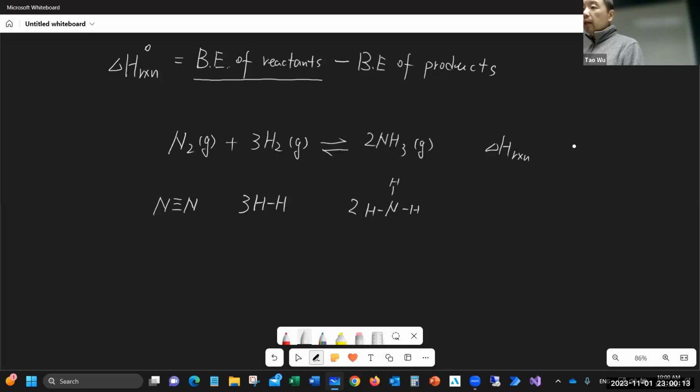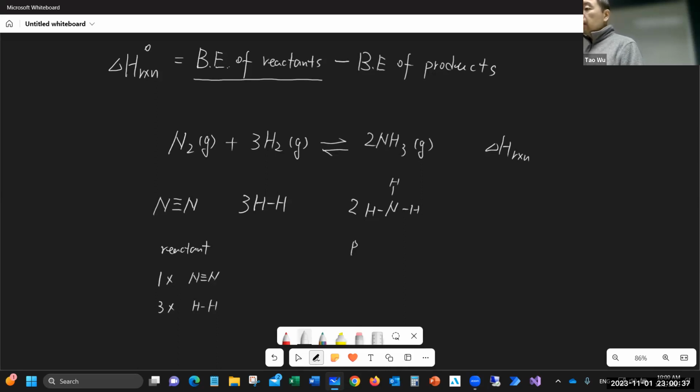So let's look at here. We can just make a summary. In the reactant, what's the bond energy that we have? We have 1 nitrogen triple bond, and we have 3 hydrogen single bonds. This is what we have for the reactant.